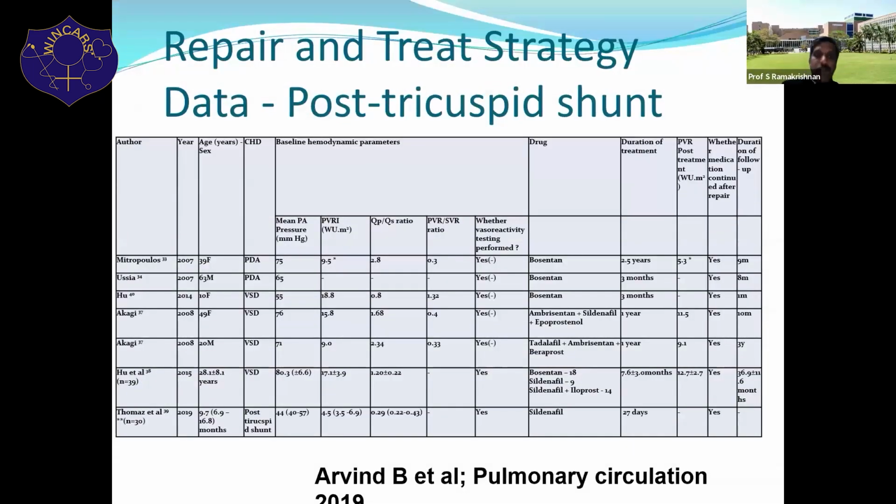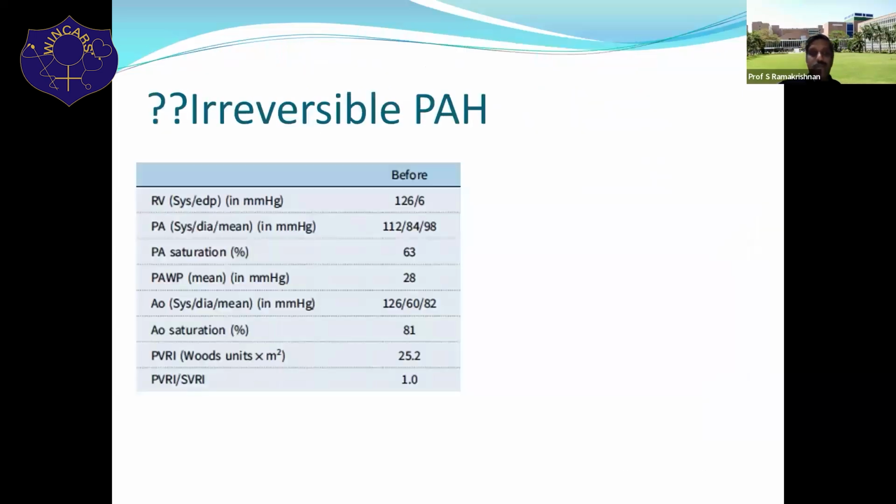So this is a very important paper if you want to read about the repair and treat strategy, where you treat them with sildenafil, bosentan, and other agents, and then recatheterize them. But the problem is that these data are very limited, and long-term outcome-based data is not there. So that is the problem. If you look at the numbers, they are all very, very small studies compared to what you find in other facets of cardiology.